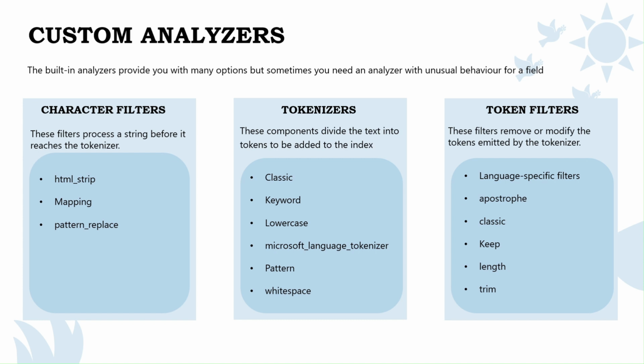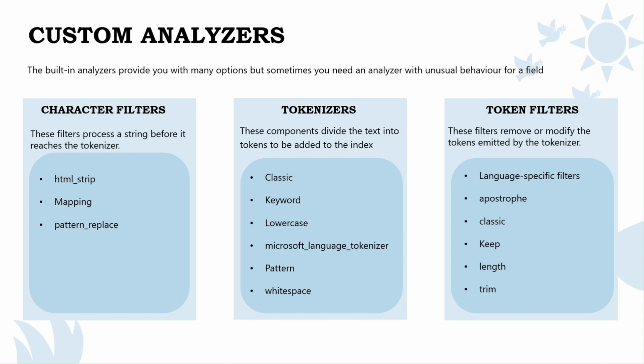Apostrophe. So basically, it removes apostrophe from the tokens along with anything that comes after them. Length. You can use this to remove tokens that are too long or too short based on your preferences. Trim. This filter removes any unwanted space from the beginning and the end of the tokens.